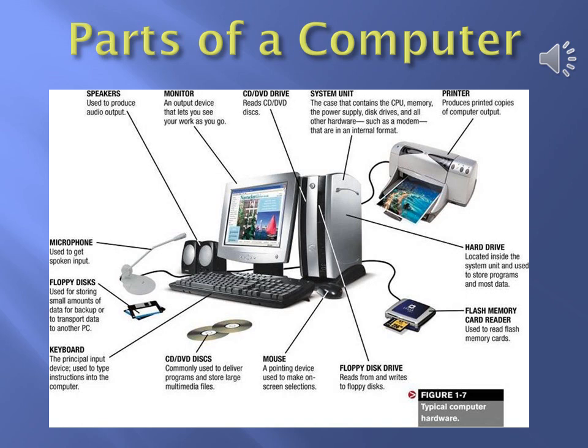Of course, you've got your mouse, and this is what points you in your directions, and you can click on your items with this. There's a picture next of your CD and your DVD discs, if you weren't sure what those looked like. And of course, you've got your keyboard that allows you to type in instructions into your computer.